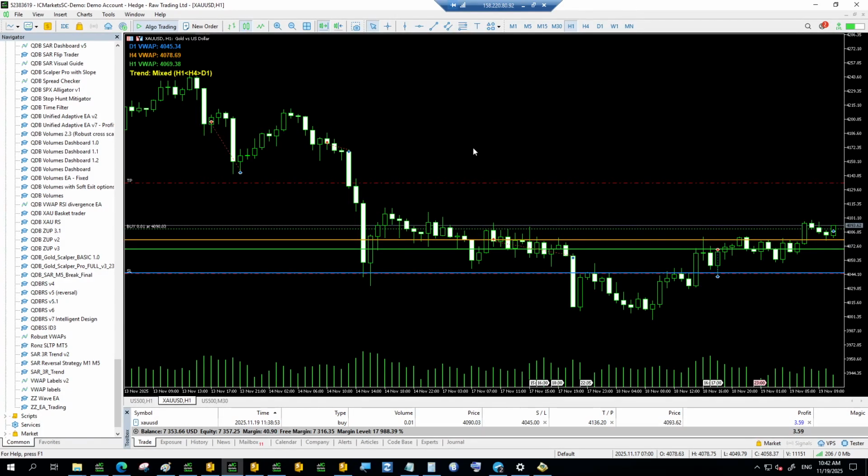Just need to make a video on the VWAP indicator. You may not be sure how to use it and how to maybe use it for trades.